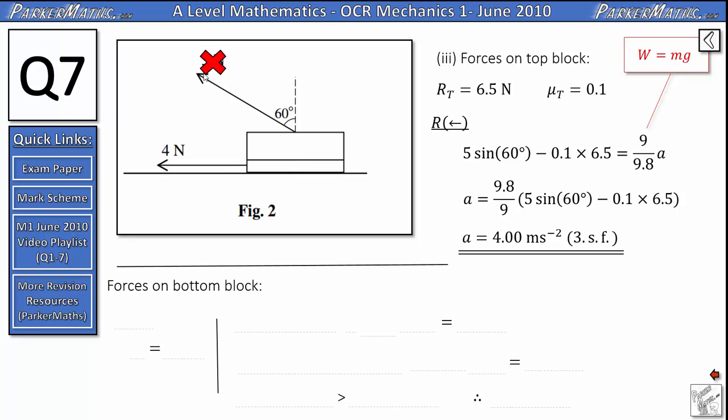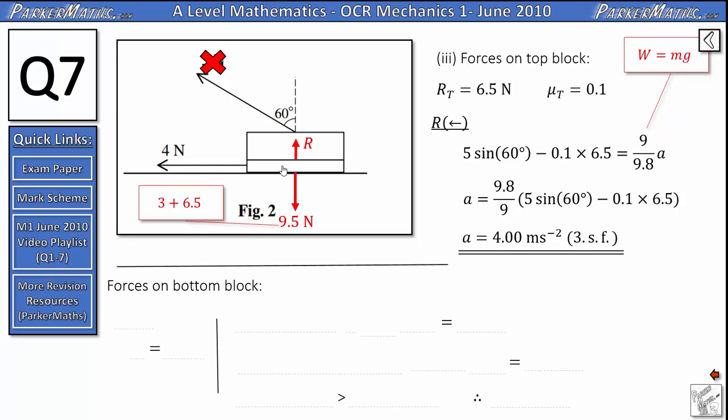But actually the 5 Newton force cancels out a little bit of that force. So we've got a force coming down here of 3 plus 6.5, which is 9.5 newtons. The block doesn't fall through the floor, which means there must be a normal contact force pushing up from the floor. This R here, though, is not this R. This R here is due to the contact between the two blocks, and the R in our diagram is due to the contact between the floor and the bottom block.